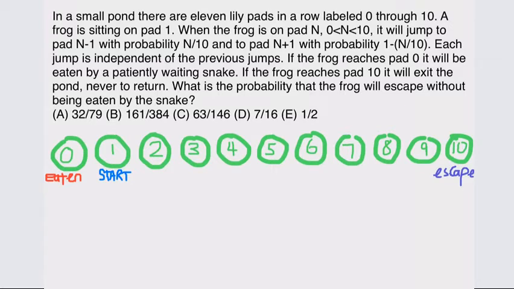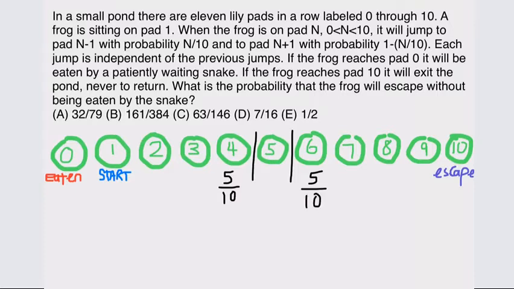Well, the first thing we can observe is that all the probabilities are symmetrical around pad 5. If the frog is on pad 5, it will jump to pad n-1, or pad 4, with probability 5 over 10, and to pad 6 with probability 1 minus 5 over 10, which is also 5 over 10.